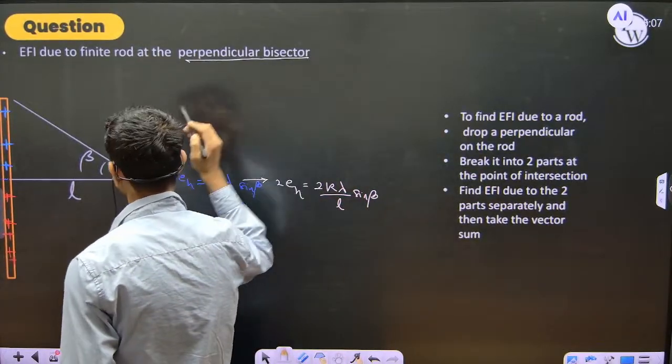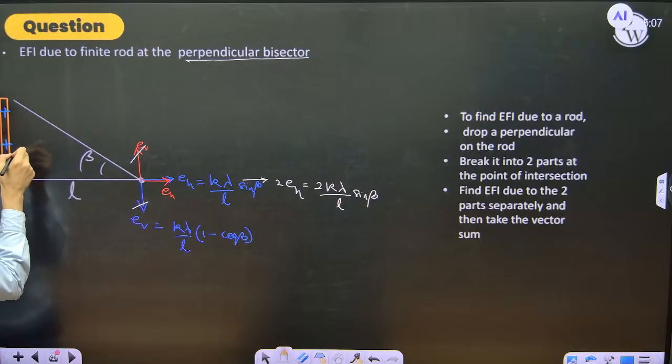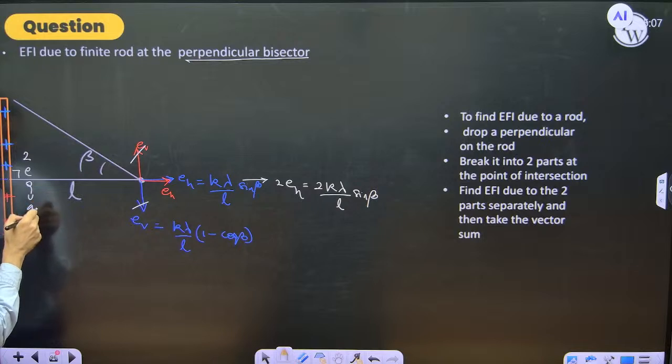What do you mean by perpendicular bisector? It is perpendicular and it is breaking the rod into how many parts? Into two equal parts.